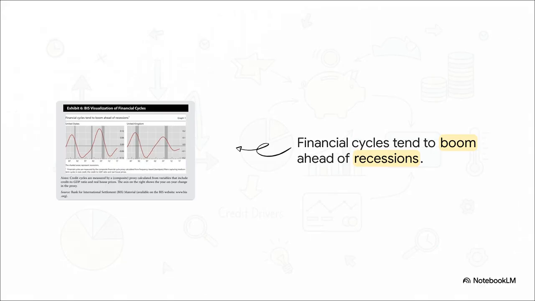Just look at this data from the Bank for International Settlements. The shaded gray areas are recessions, and that red line, that's the financial or credit cycle. This perfectly illustrates how massive financial and credit cycles typically boom, hitting their absolute peaks right before a major recession hits. It's exactly like a rubber band being pulled back as far as it can possibly go. The credit builds and builds until the tension is just too dangerous, and eventually it violently snaps.